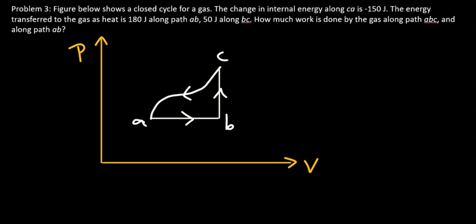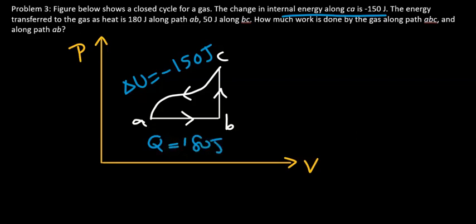Problem 3. Figure below shows a closed cycle for a gas. So this is a PV diagram or graph. Note the change in internal energy along CA is minus 150 joules. The energy transferred to the gas as heat is 180 joules along path AB. So here is 180 joules. And 50 joules along BC. So the heat is 50 joules along BC.